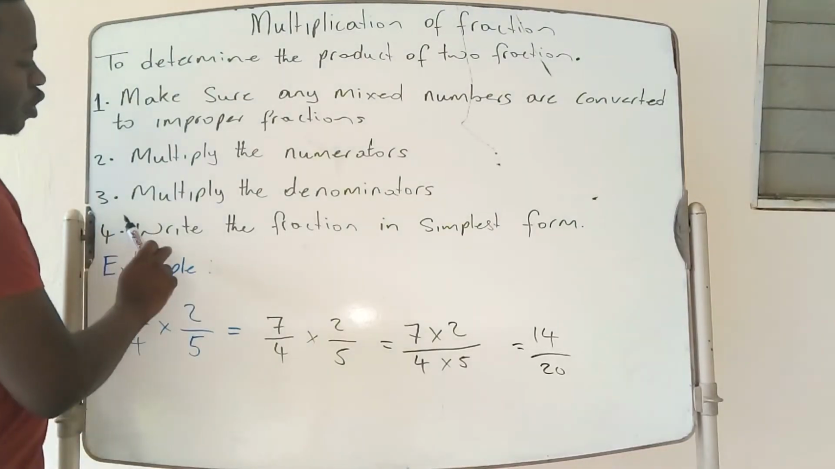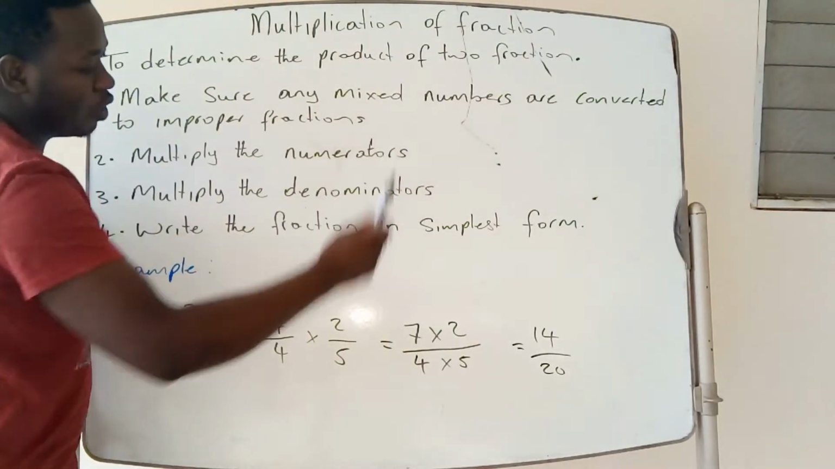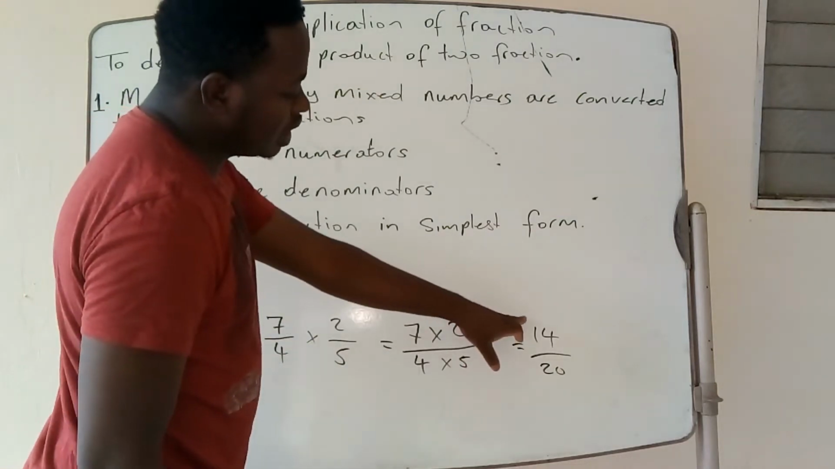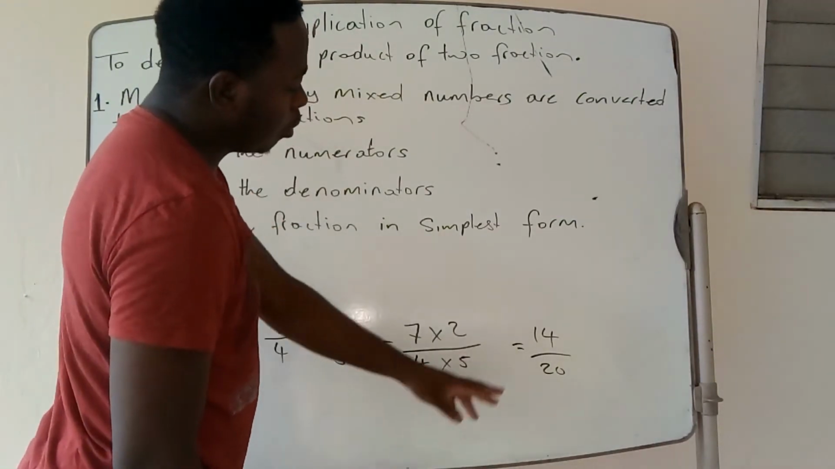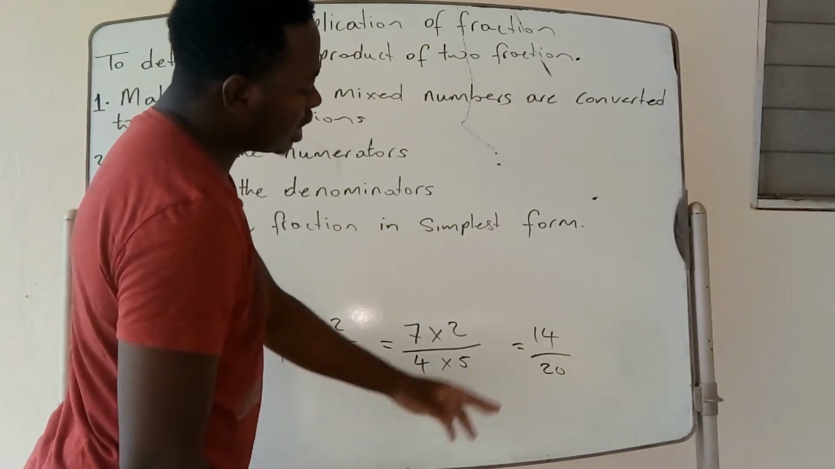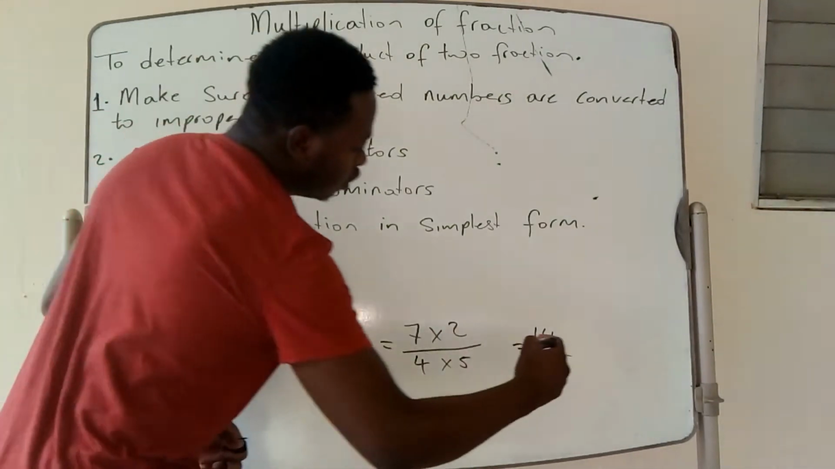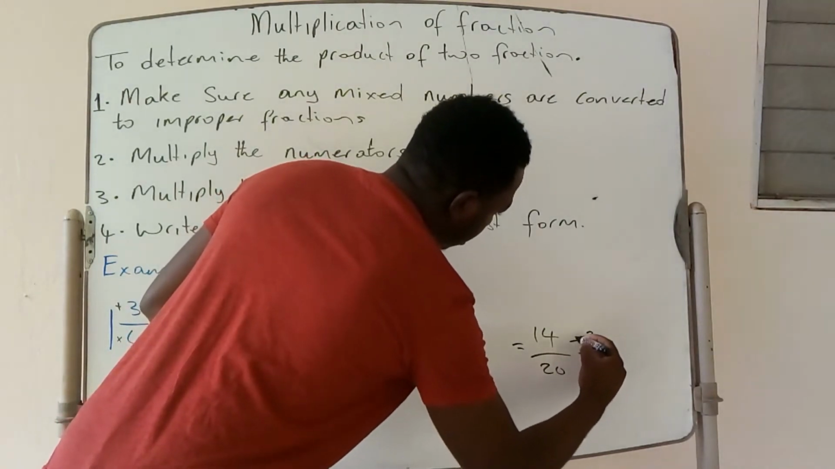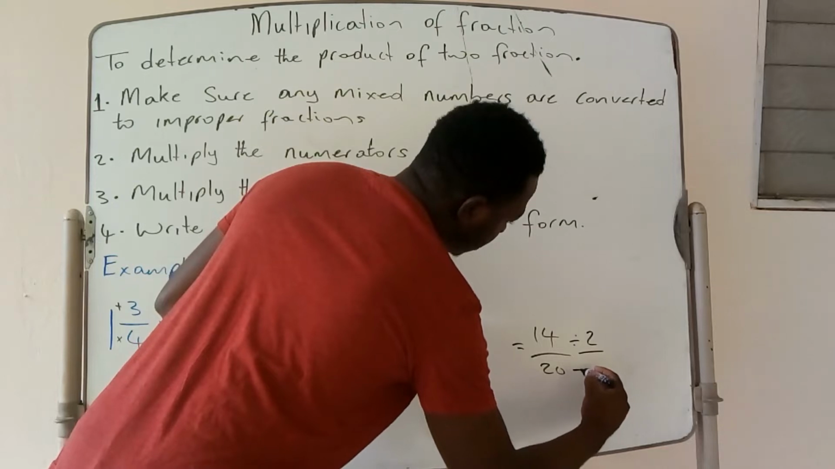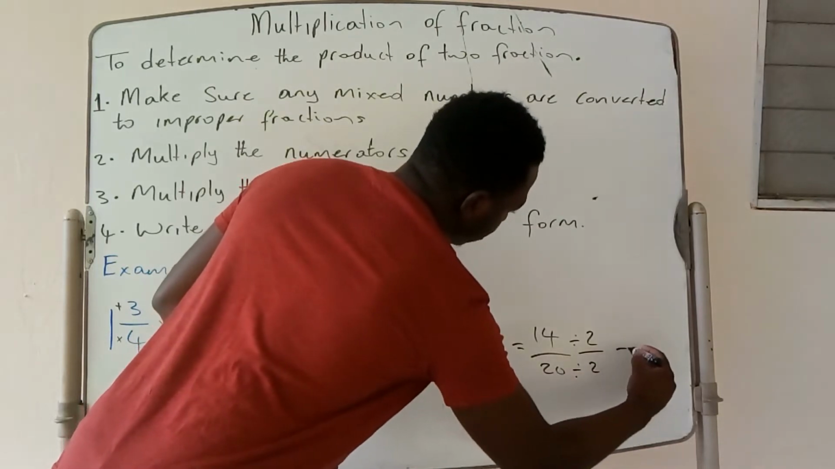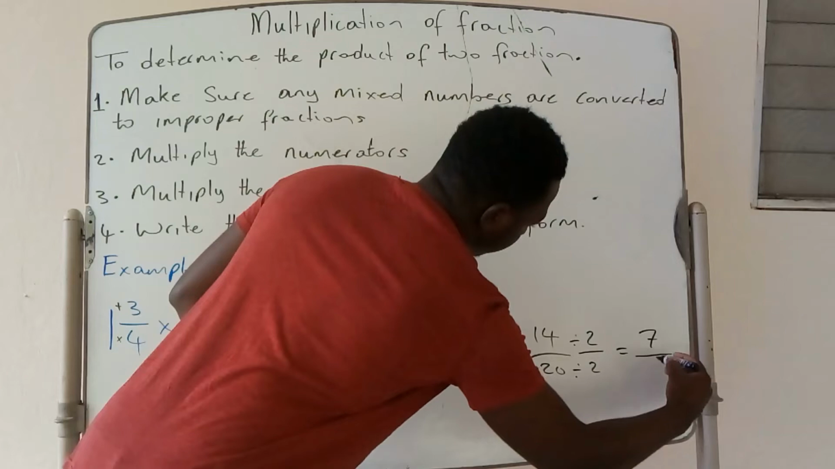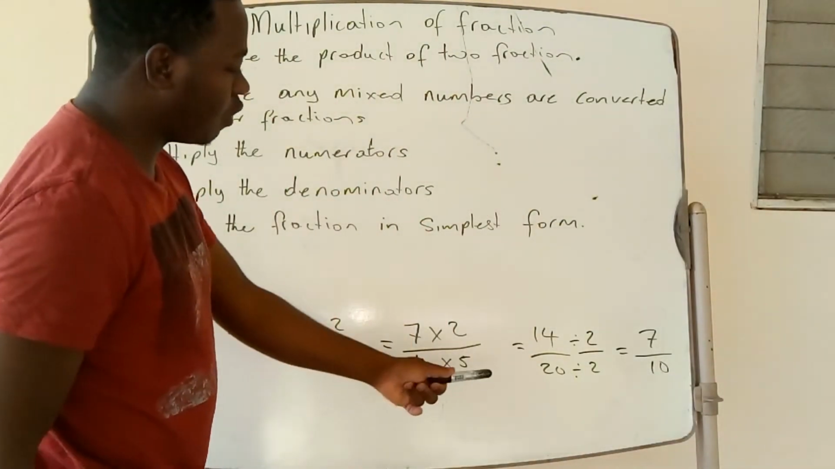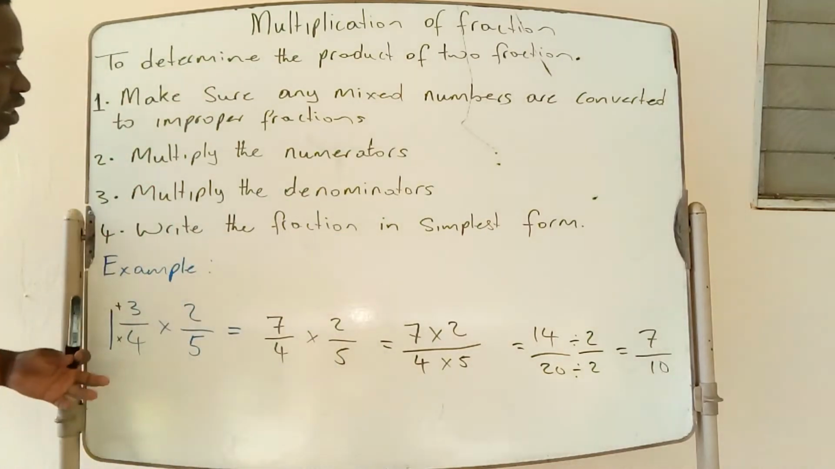And your final step, write the fraction in simplest form. Is this fraction in simplest form? No. Here we have 14 and here we have 20. Both 14 and 20 can be divided by 2. So if you divide this numerator here by 2 and divide this denominator here by 2, you end up with 7/10. And now the fraction is in its simplest form, and that would be your final answer.